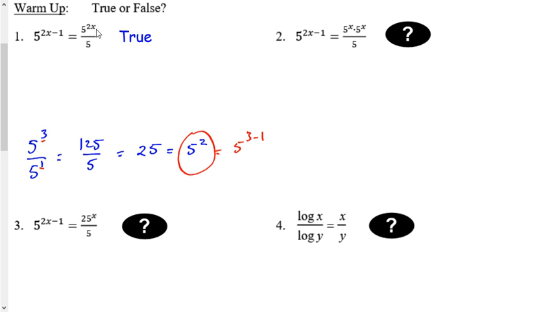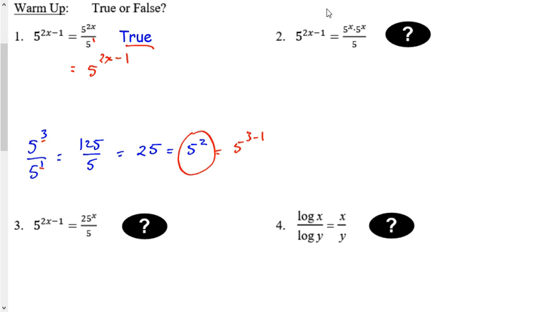Here, this is a similar idea. Since I'm dividing powers with the same base, I can subtract the exponents. So the base stays the same, but the exponent of my numerator goes first, and then I subtract the exponent of my denominator, which was a 1, and that's equivalent to the left-hand side. So, true statement.